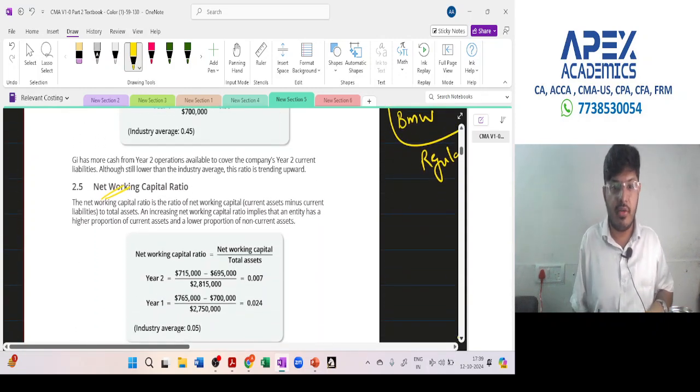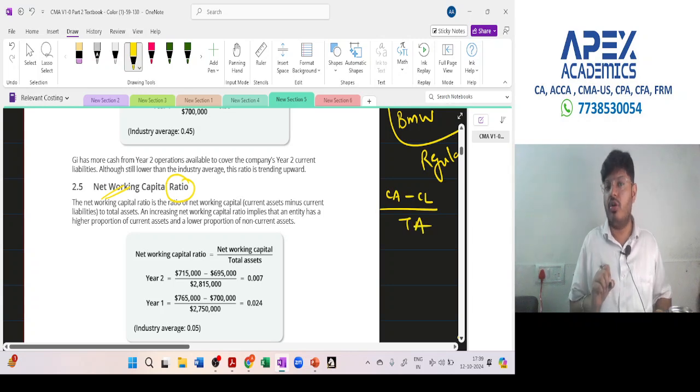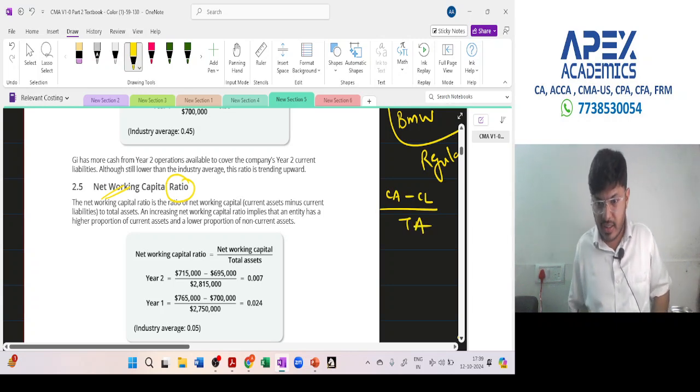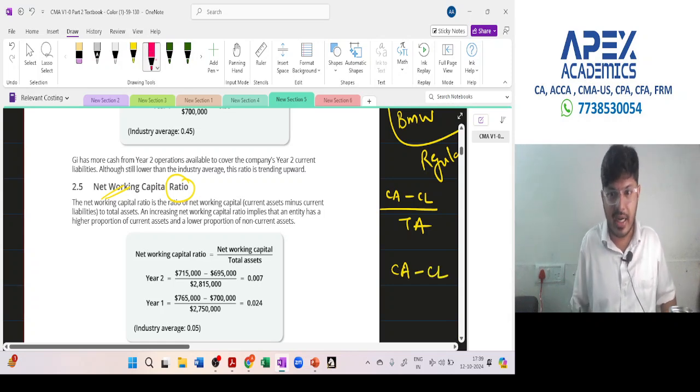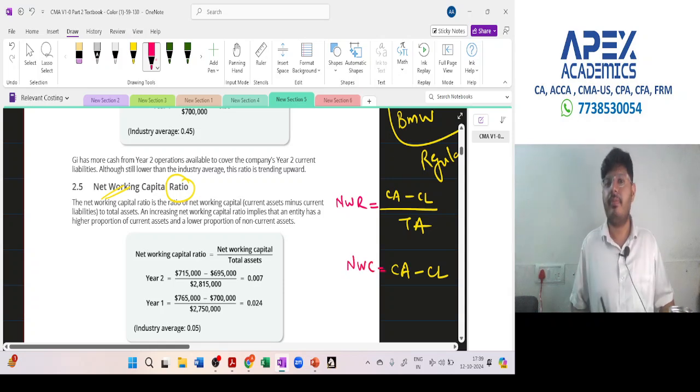They are talking about net working capital. They have used the word ratio. Always remember, the net working capital ratio is equal to current assets minus current liabilities upon total assets. Whereas net working capital in itself is always going to be current assets minus current liabilities. So this is the net working capital ratio and this is net working capital.